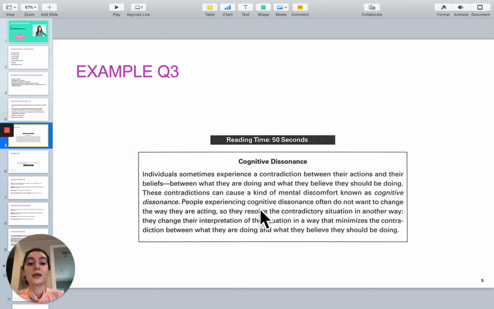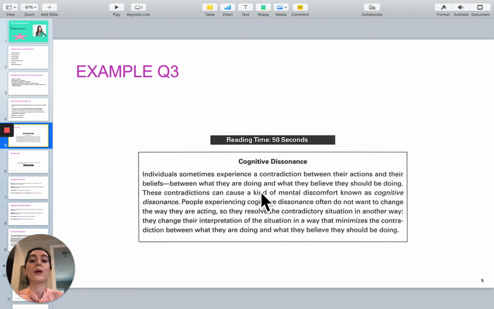People experiencing cognitive dissonance often do not want to change the way they are acting, so they resolve the contradictory situation in another way. They change their interpretation of the situation in a way that minimizes the contradiction between what they're doing and what they should be doing. So this is something where your first priority should be understanding it rather than noting it down. So first just understand what it means, okay?